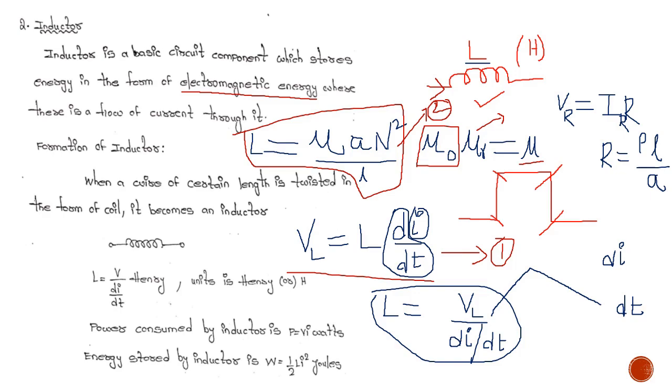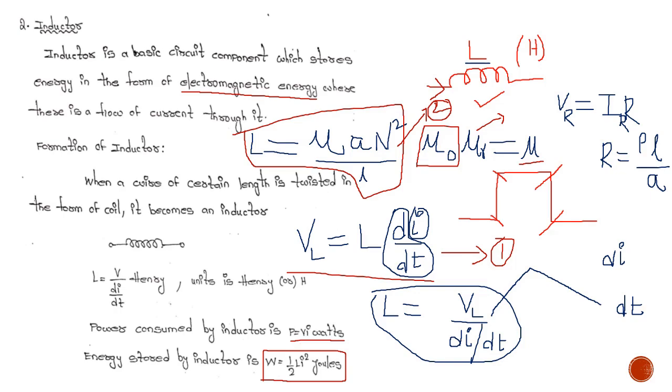To calculate the energy equation, we already know the power formula and energy formula. So using those formulas, we get the energy stored in the inductor will be half into L into I square. L means the value of the inductance, I means the current which is flowing through the inductor. So this is how we can calculate the energy that can be stored in the inductor based on its value and the current flowing through the inductor. So this is about inductor.